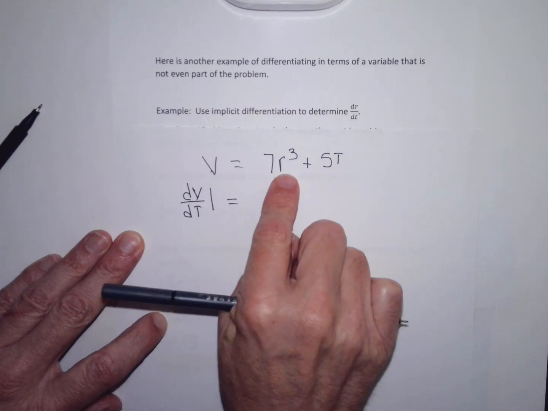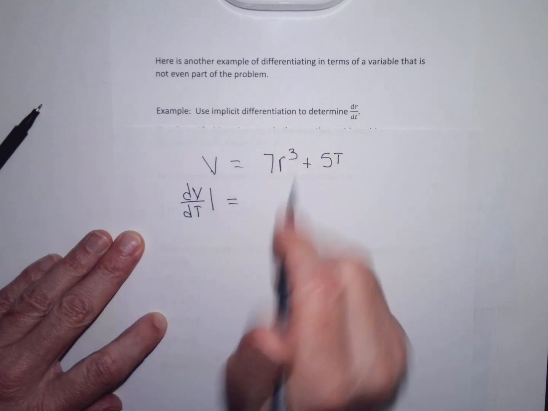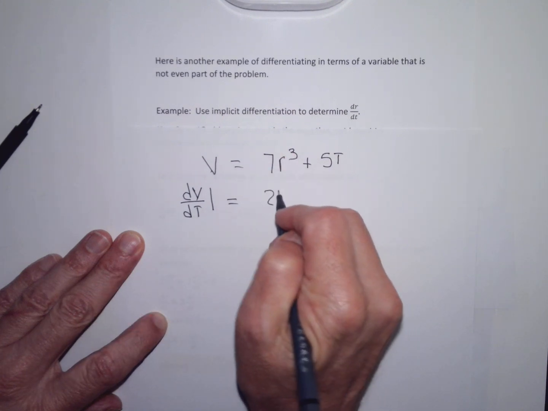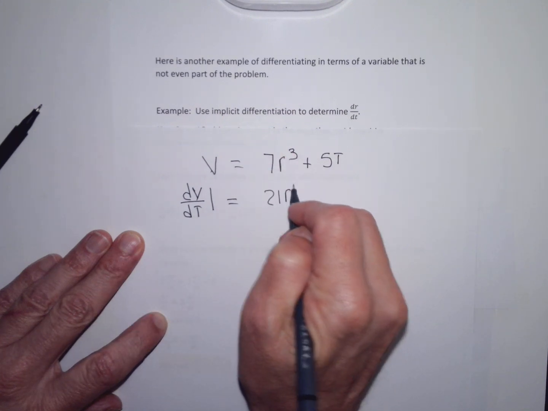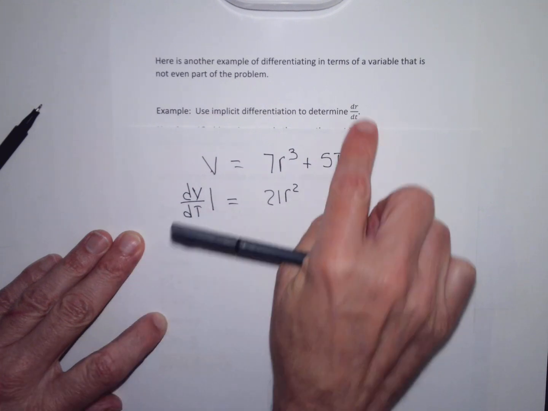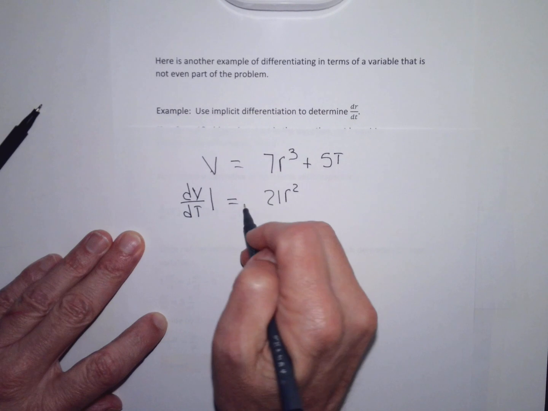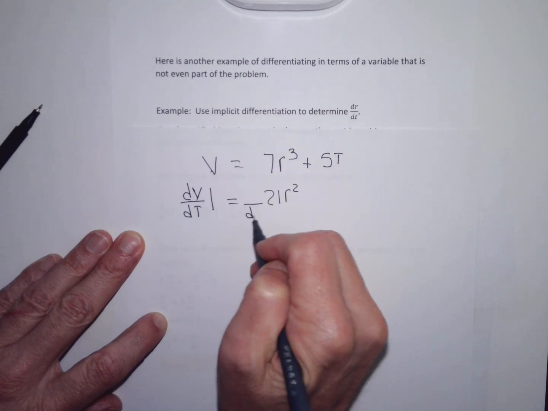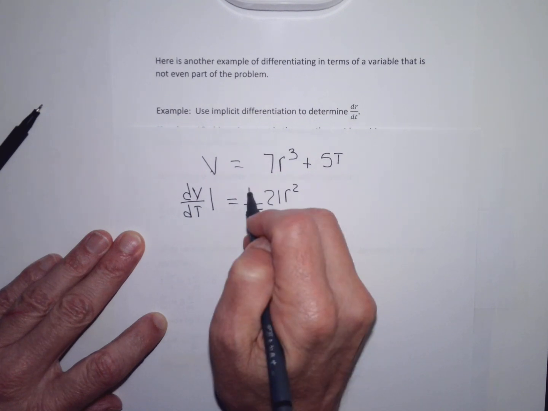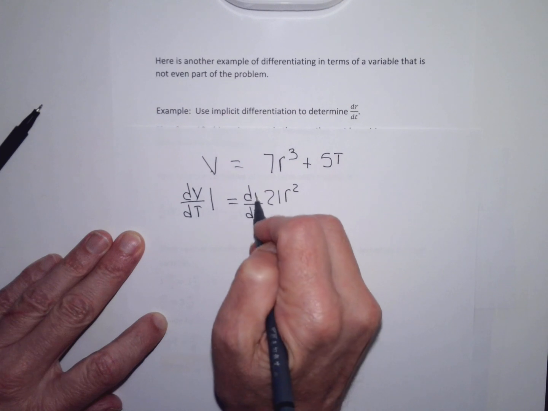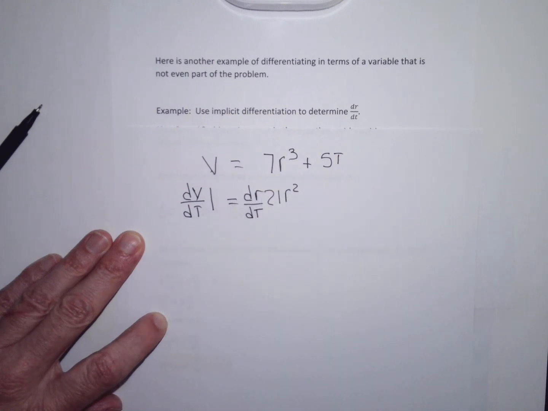The derivative of 7r cubed, I'd go 3 times 7 is 21. Lower the exponent to r squared. And I'm taking the derivative with respect to t. And the variable here is r. So I'm taking the derivative with respect to t, and the variable I took the derivative of was an r, so I'll tack on a dr/dt.